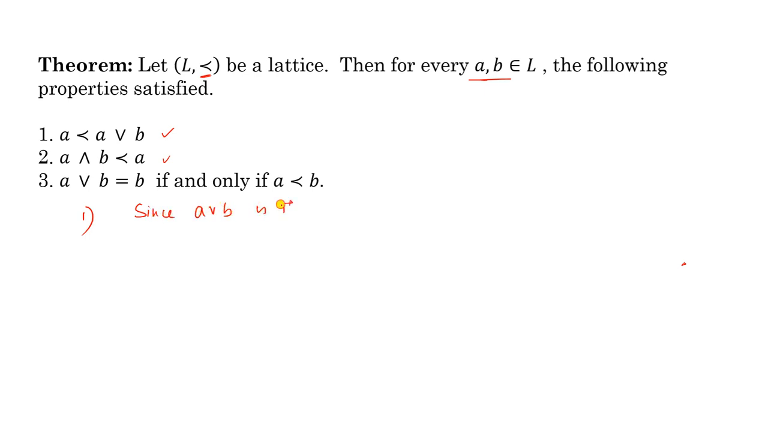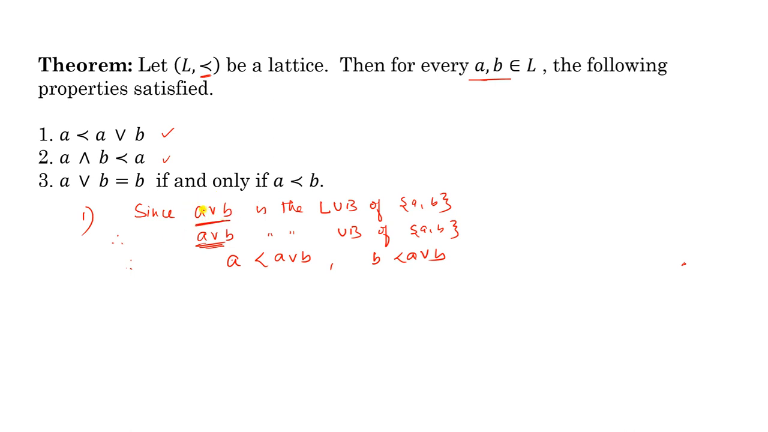A or B is the least upper bound of A, B, and a least upper bound is an upper bound, therefore A or B is an upper bound of A comma B. So we can write two results directly: A precedes A or B, and B also precedes A or B, because this is an upper bound of A comma B.